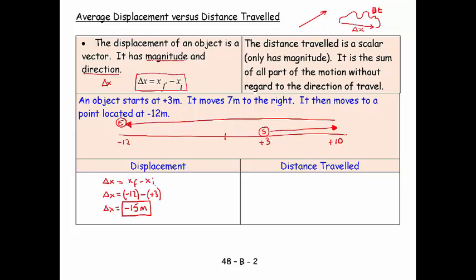And incidentally, I can represent that on the diagram as a vector which goes from the start point to the end point. That's my delta x, and it's 15 meters long, and it points in a negative direction.